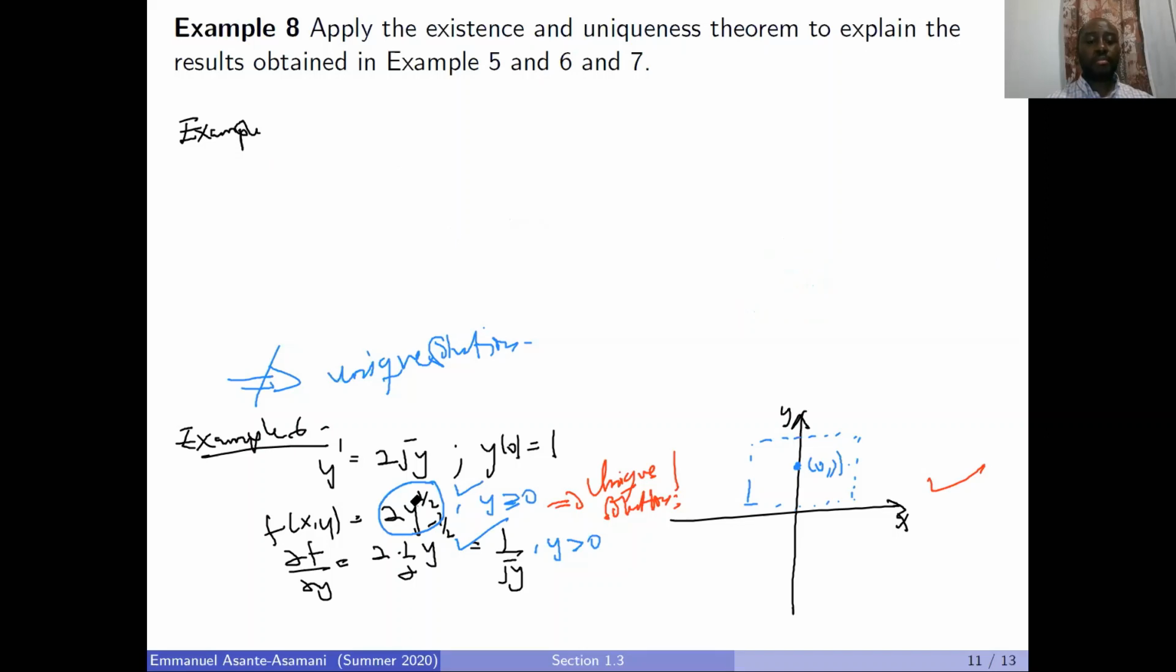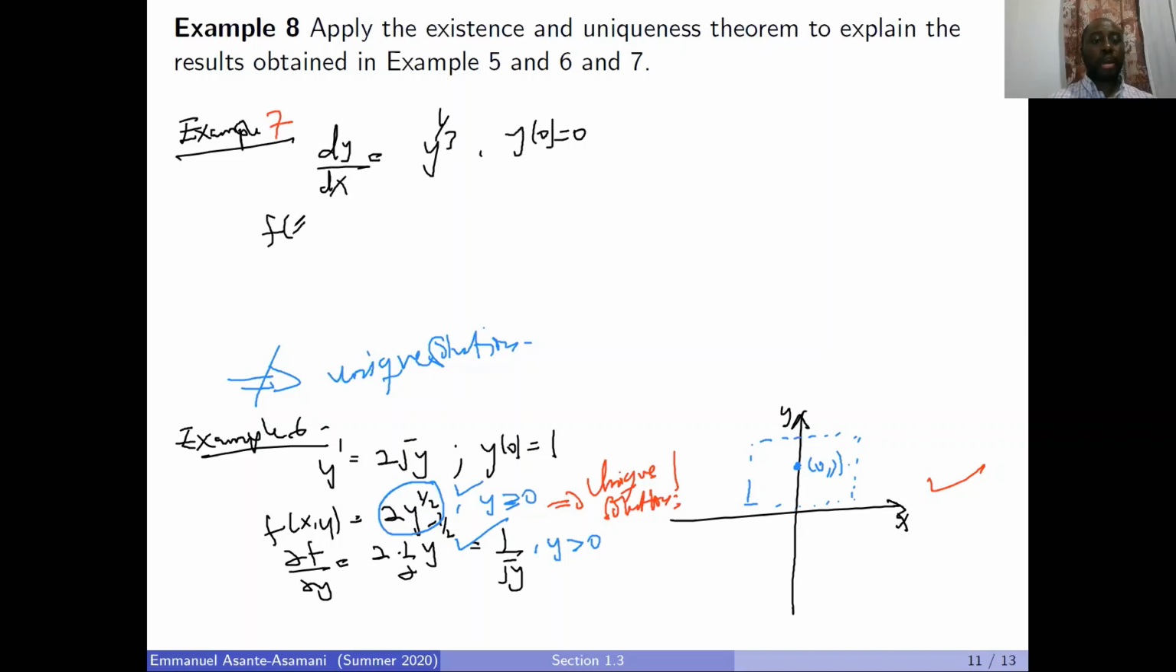Example 7. So there we had two solutions, if you recall, and we want to see which of our assumptions failed. So we had dy/dx is the cube root of y, and my initial condition was that y of 0 is 0.